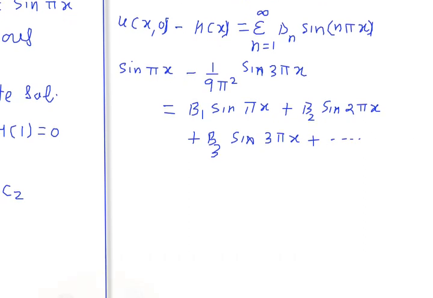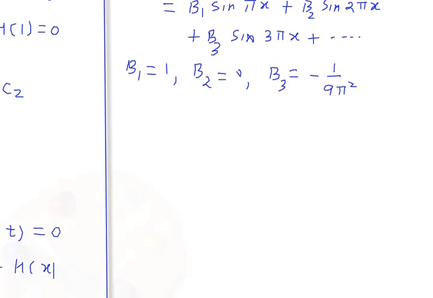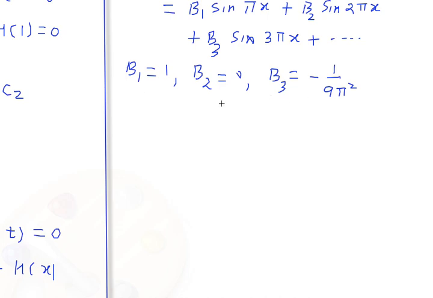So when you compare, see the sine pi x, you can see b1 is 1. There is no sine 2 pi x term on the left side, so b2 equal to 0. And sine 3 pi x is there, so b3 equal to minus 1 over 9 pi squared. So all the rest of the b are 0. We get two non-zero coefficients, b1 and b3, so v(x,t) will depend only on these two parts.